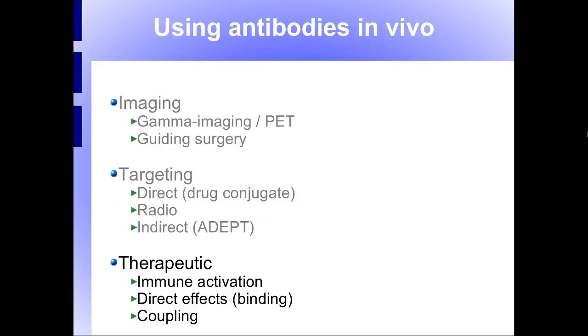The third category then is therapeutic antibodies, and that to me at least is the most interesting application. These fall into three broad categories. The first is immune activation, where we're triggering the immune system. The second is direct effects of binding, in other words, really working like conventional drugs. And the third is coupling, and we'll see an example of that in just a moment.